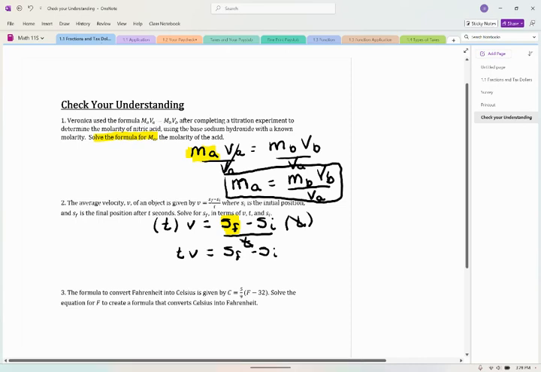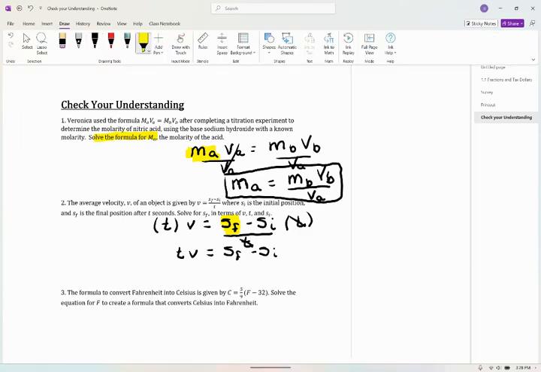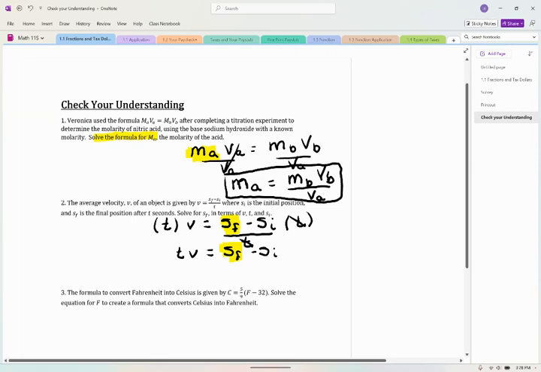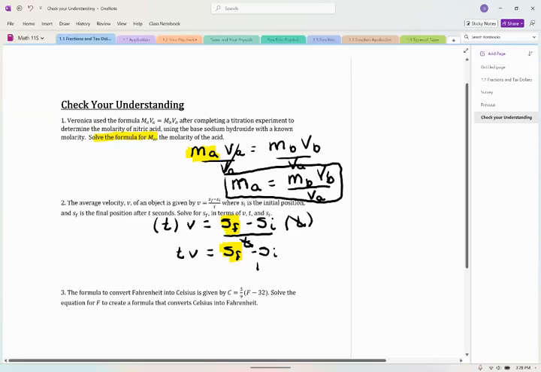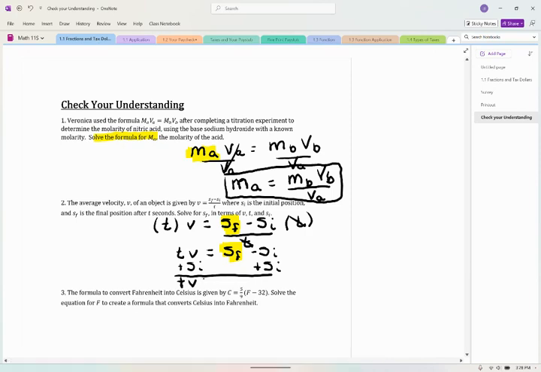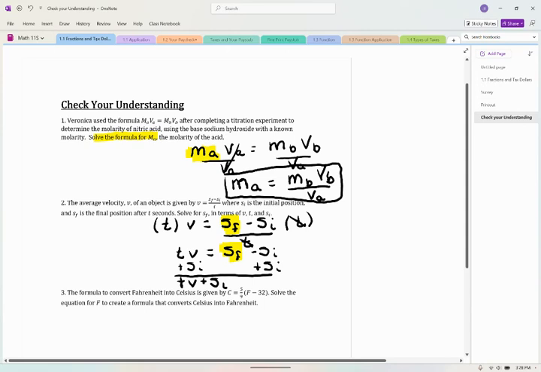So again, I want S sub F by itself. So in order to get it by itself, I need to get rid of that S sub I. And in order to do that, I want to do the opposite of subtracting it. I want to add it to both sides. But again, I can't do this, so I just write it out. TV plus S sub I equals, that goes away, S sub F.